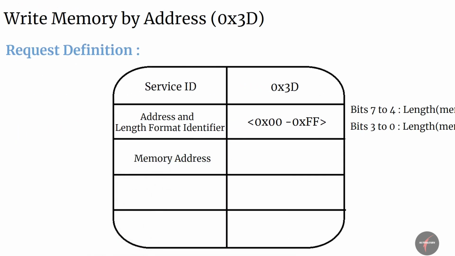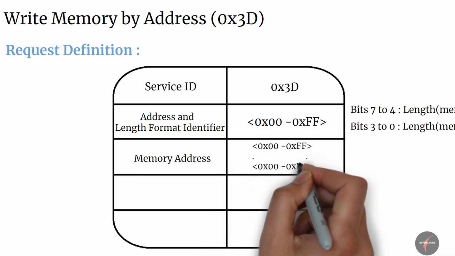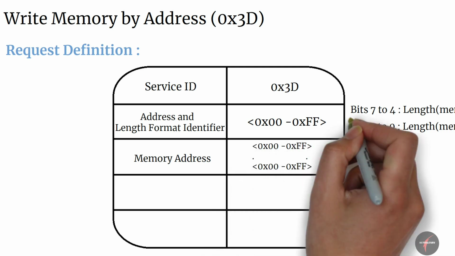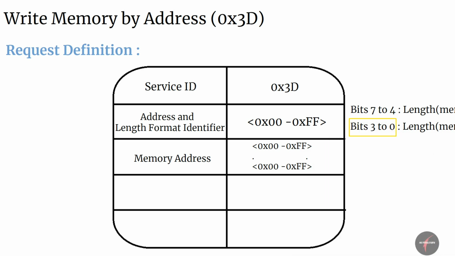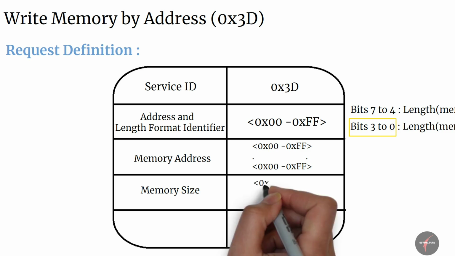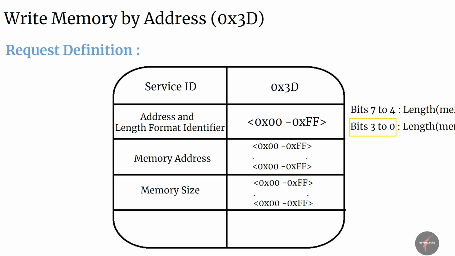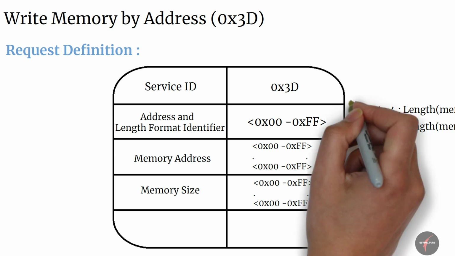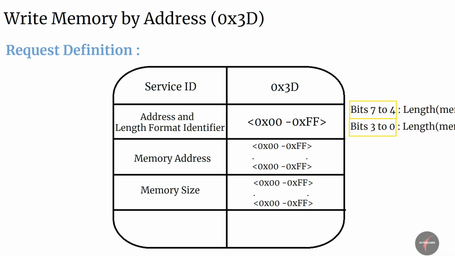Then we have the memory address, which is the starting point in server memory where data will be written. Its byte length is defined by the lower nibble of the format identifier. Next comes the memory size. This tells us how many bytes will be written starting from the memory address. Its length is defined by the upper nibble of the format identifier. And finally, we have the data record. This is the actual data the client wants to write into the server's memory.